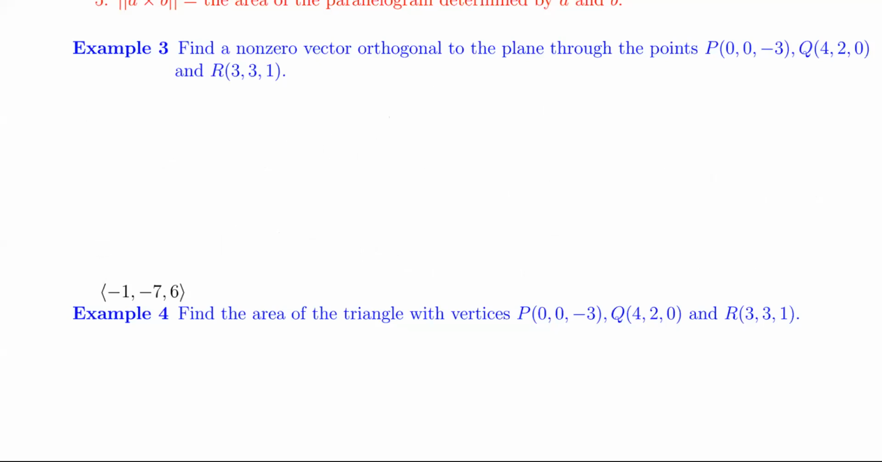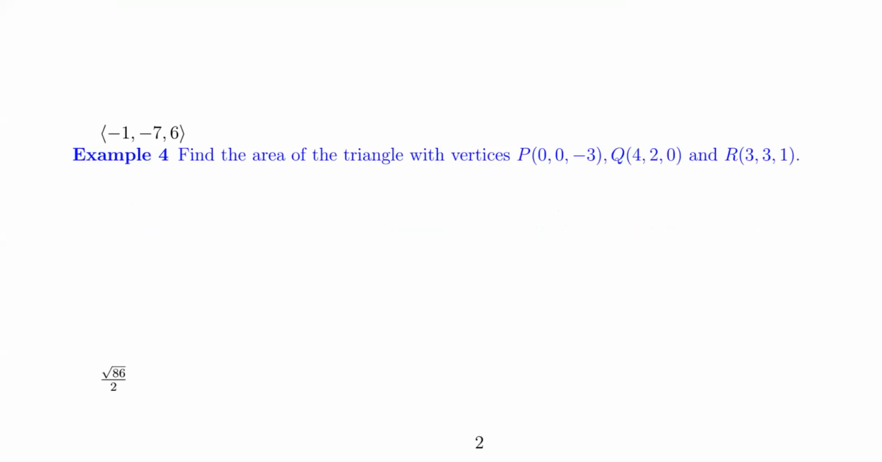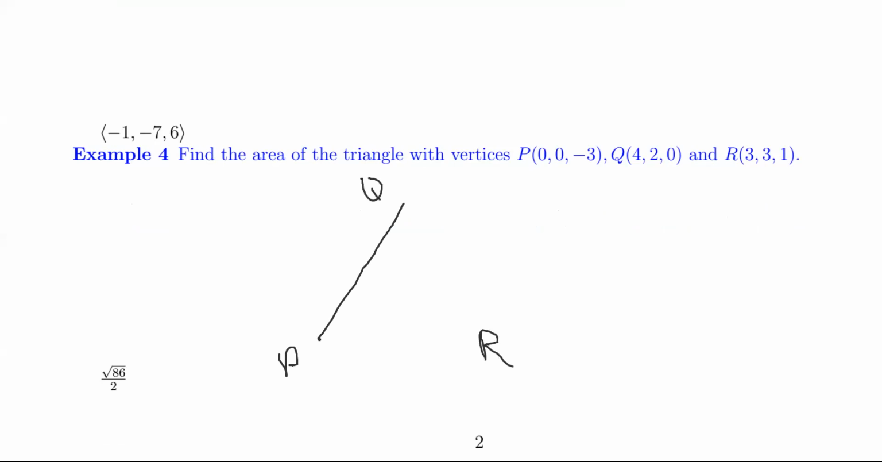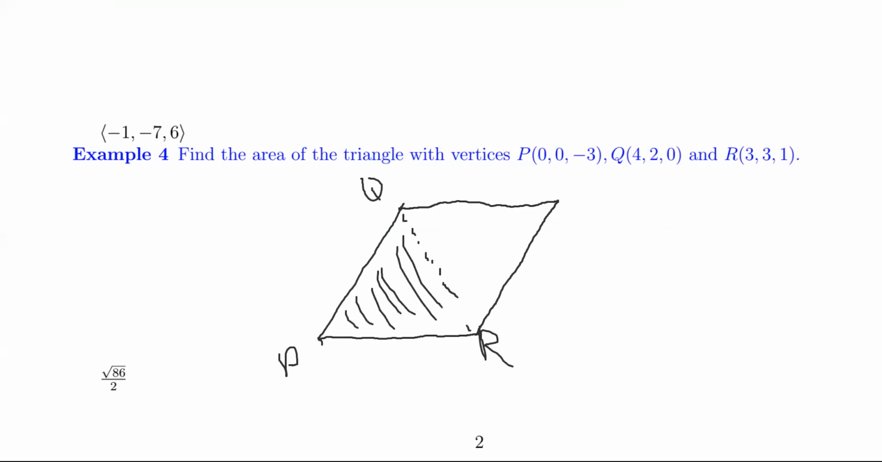All right, let's move on and find the area of the triangle with vertices P, Q, and R. Well, let's write out the picture of what's going on here. So if we have P here, we have Q here, and R over here. Then what we notice is we have a parallelogram that looks like that, and we want to know the area of the triangle PQR, so the area of this region in here. Notice from looking at the picture, that is half of the area of this parallelogram.